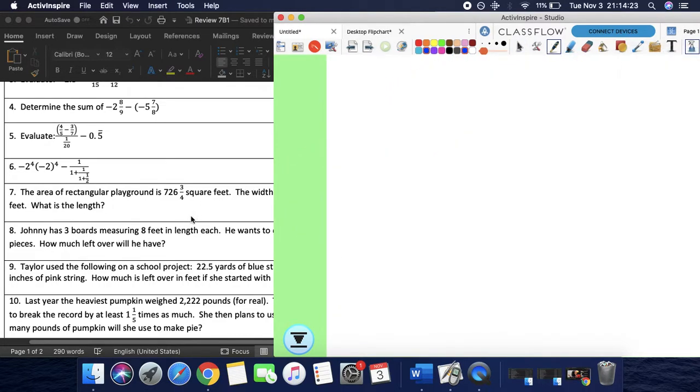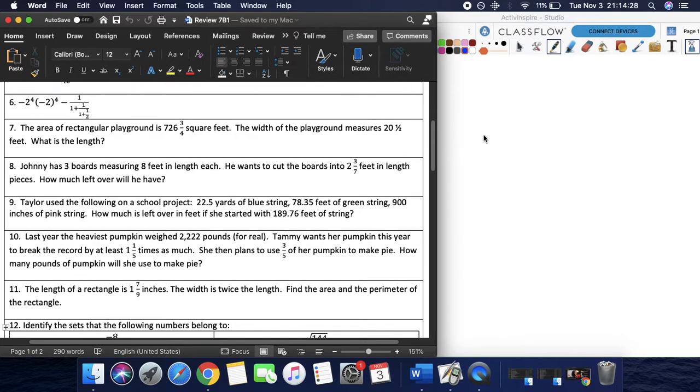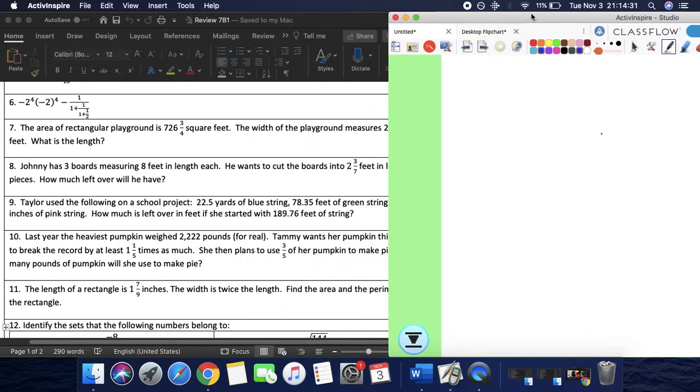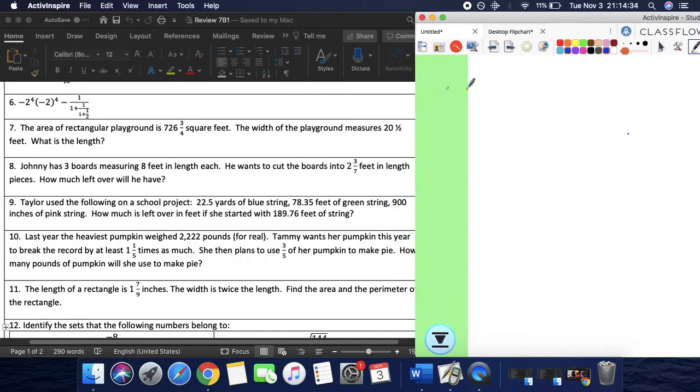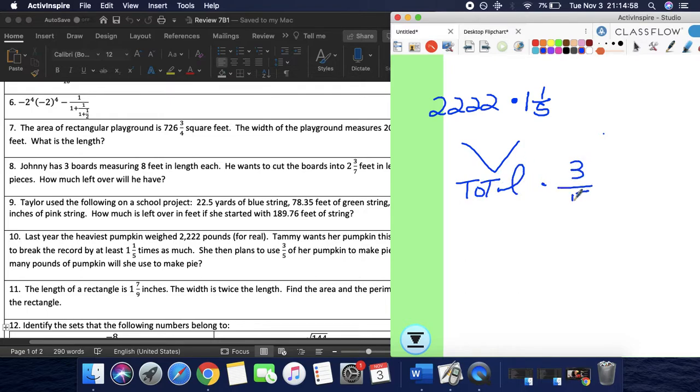All right, and then we have quite a few more. Number 10, so this is the pumpkin question. Last year, the pumpkin weighed this much. This year we want to increase its size by 1 1/5, so we're going to multiply that by 1 1/5. And then for whatever total that becomes, we're going to take 3/5 of that, because that's how much we're going to use to make pie.